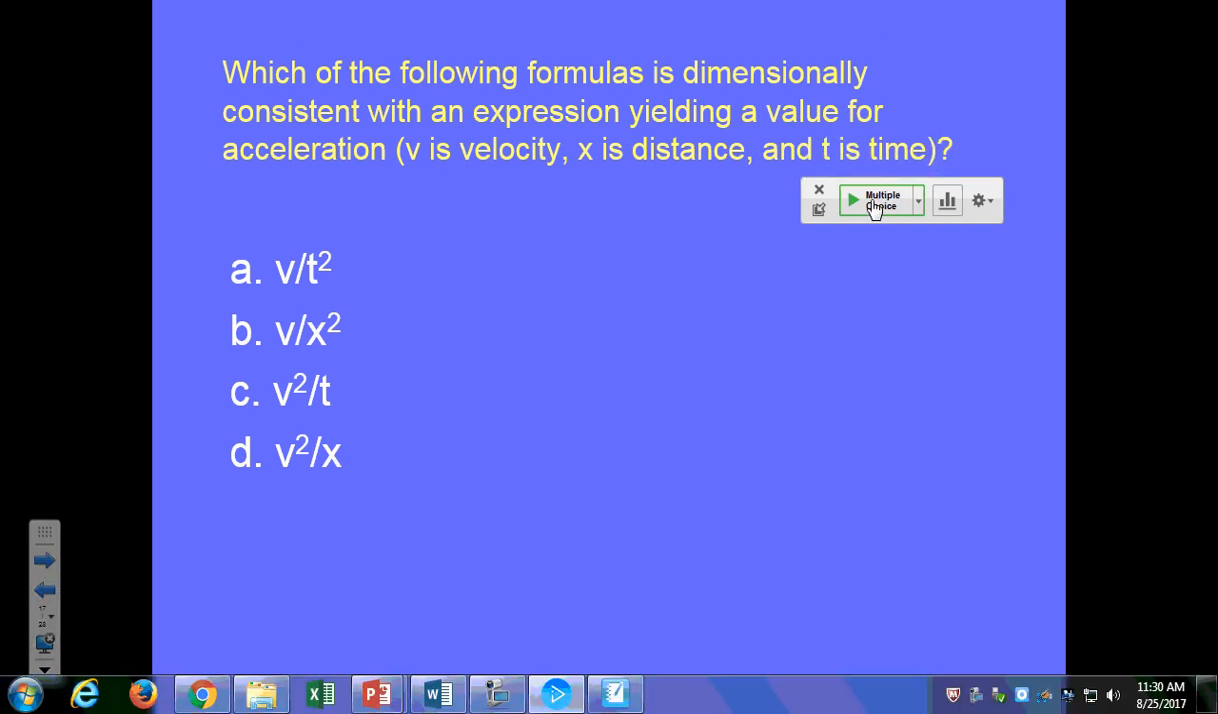Which of these is dimensionally consistent and yields a value for acceleration? Let me remind you, maybe you didn't remember the units for these: acceleration is meters per second squared, velocity is meters per second, x, our distance, is meters, and t is seconds. I want to know which of these gives an expression that has the same units as acceleration, or meters per second squared.